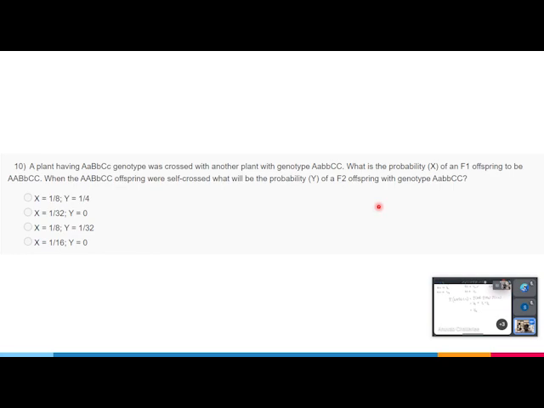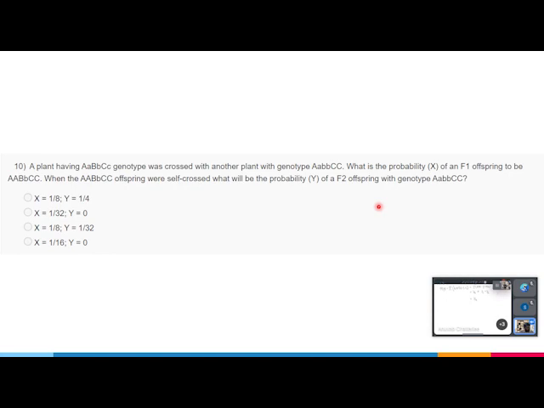Is this okay with everyone? Okay, Amardeep says it is okay. So next our question is, when the B, small b, capital C offspring were self-crossed, what is the probability Y? So this was the probability X. What is the probability Y of an F2 offspring with genotype capital A, small b, small b, capital C, capital C?